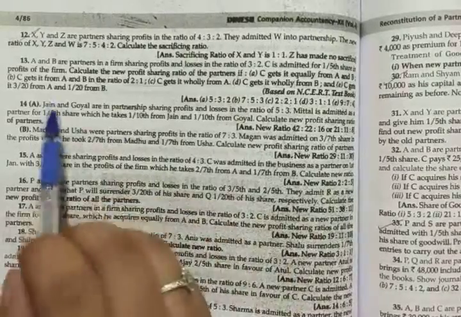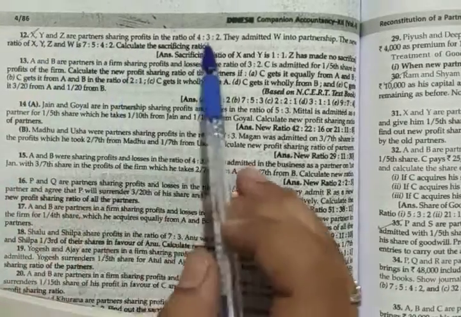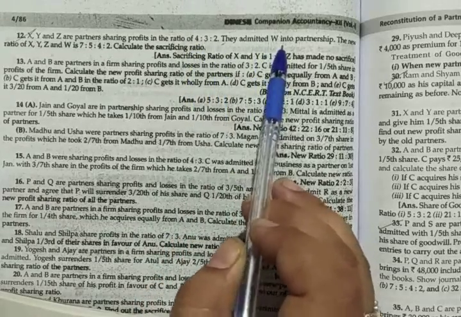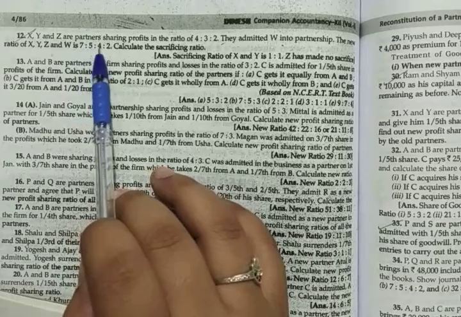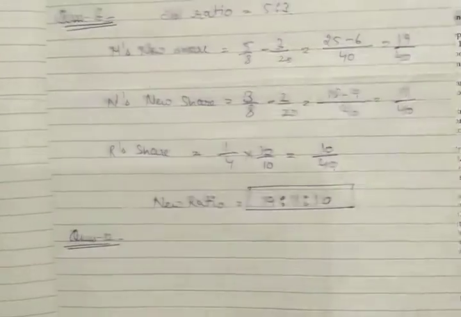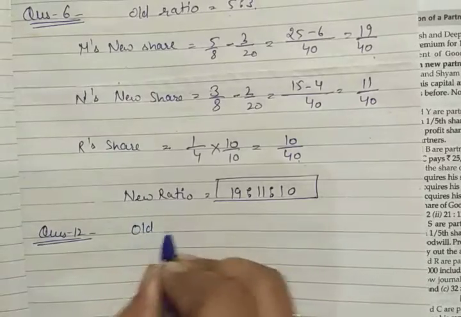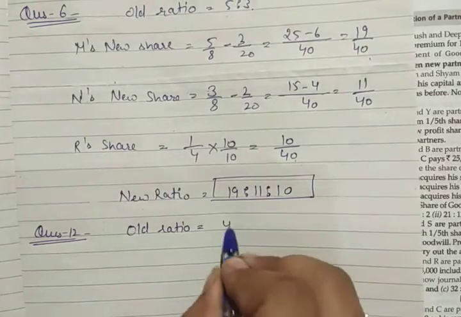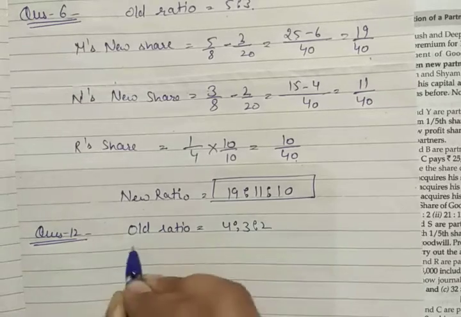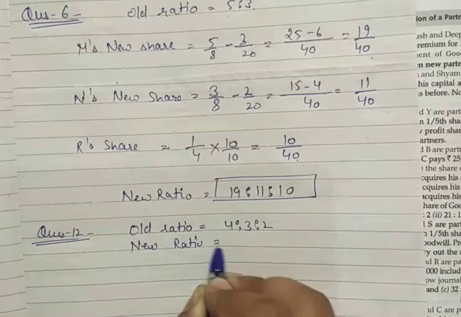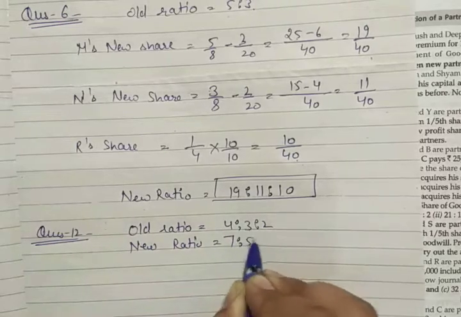The next is question number 12. Here X, Y, Z are partners who have old ratio 4:3:2, and they admitted W into partnership, and the new ratio is 7:5:4:2. We have to find out the sacrificing ratio. So first of all, we will write the old ratio. That is given as 4:3:2, and along with that the new ratio is also given, and that is 7:5:4:2.